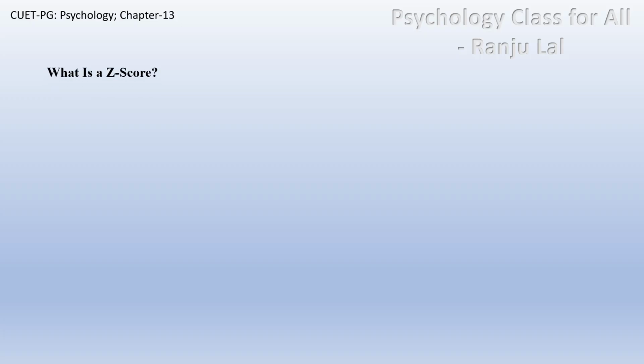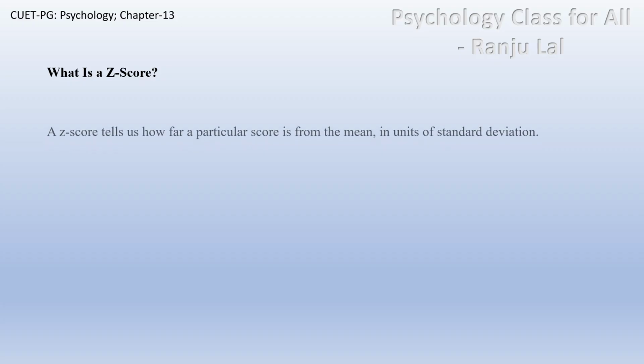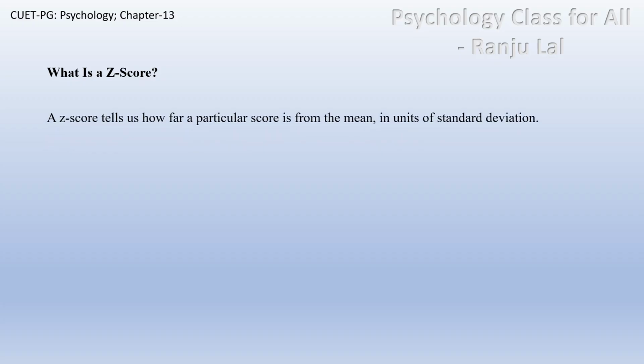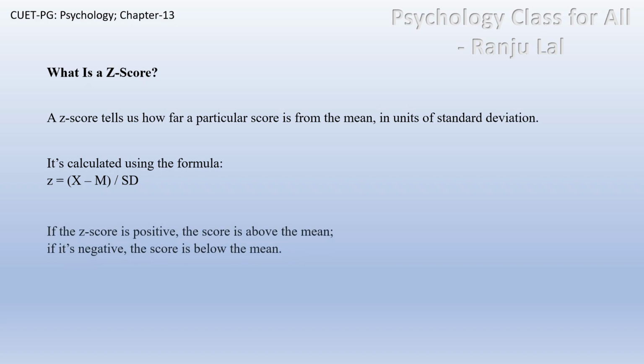So, just to start with a recap of Z-score and percentile rank. Let's begin with a quick recap. A Z-score tells us how far a particular score is from the mean in units of standard deviation. It's calculated using the formula that we have already discussed in previous videos. You can check it out there. Z-score is equal to raw score minus mean divided by standard deviation.